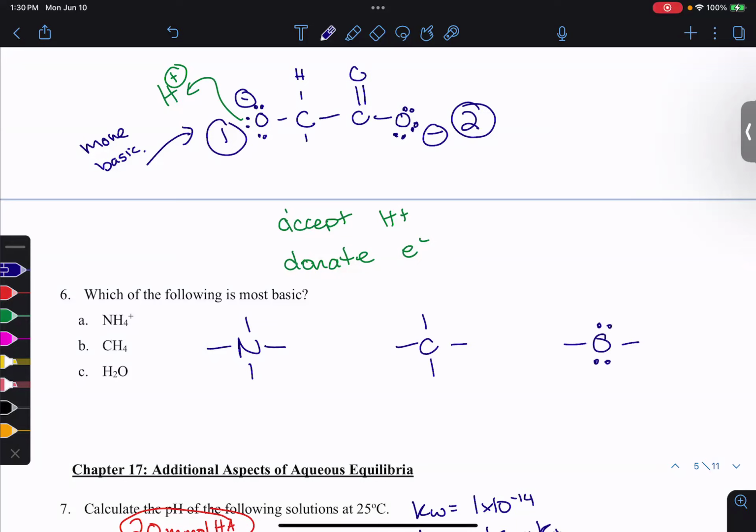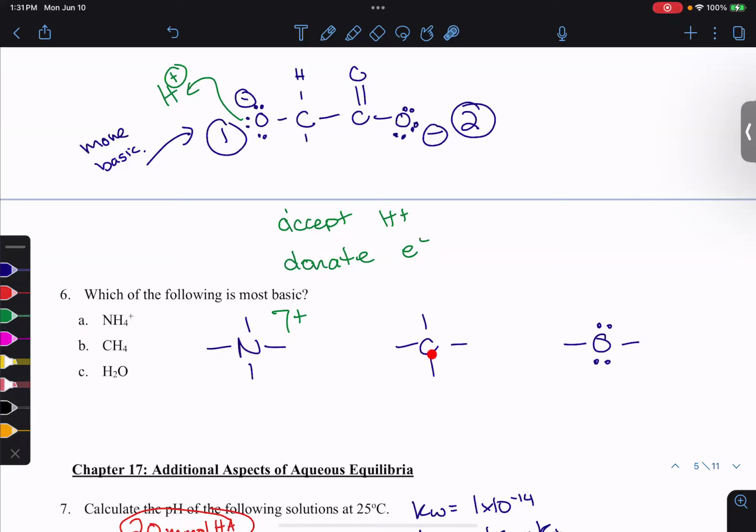A lot of students, when I ask which one's the most basic, will circle this one because it looks the most like ammonia. But NH4+ is an acid. They're confusing it with NH3, thinking it looks close enough, but there's a big difference. If you draw the structure of ammonium, can it accept any hydrogens, or can it donate any electrons? It can't. In order to accept a proton, it has to donate electrons. There are no lone pairs on that nitrogen. This is never going to act like a base.